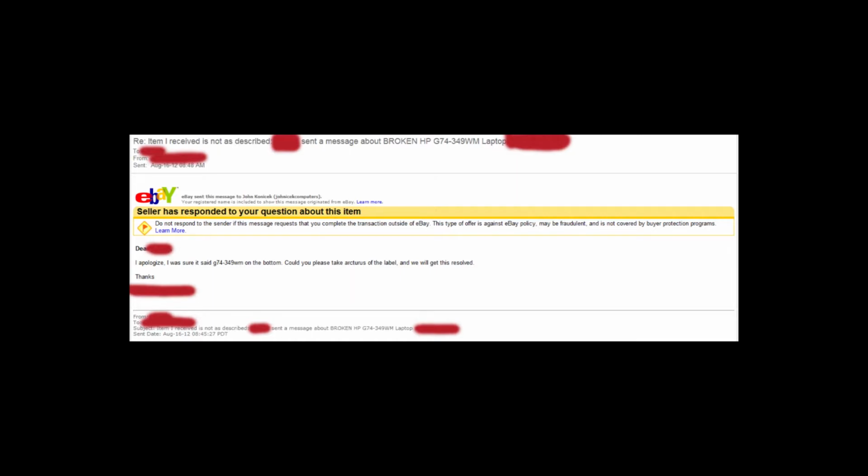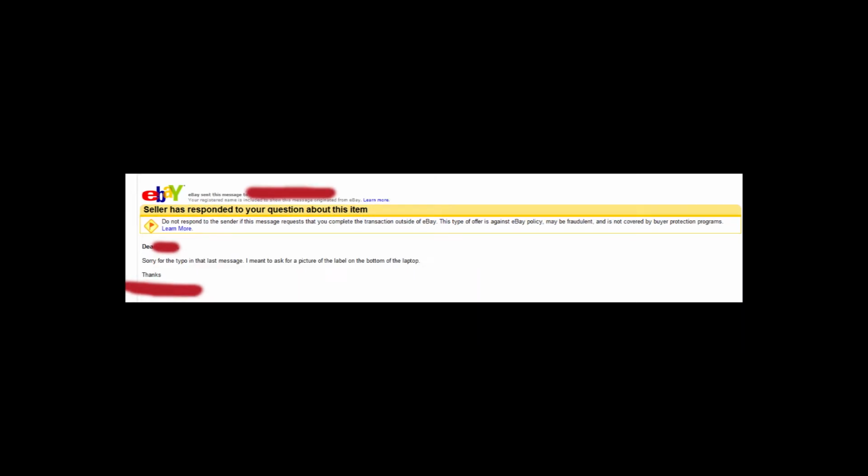Okay, so in the second and third messages, I'm going to combine those here. You'll be able to see them both. You can see that the seller says that he apologizes and that he was sure that the listing was correct, but he is requesting a picture of the label, and he will work to get it resolved. The correction was that a picture was, it looks like it might have been auto-corrected into some other word, so he sent that as a correction. So that is the message that the seller initially responded to the buyer with.